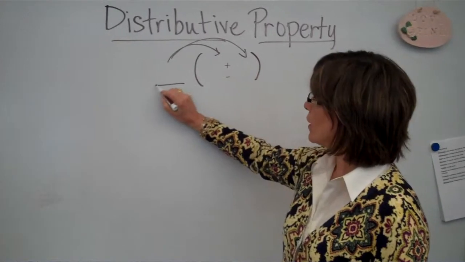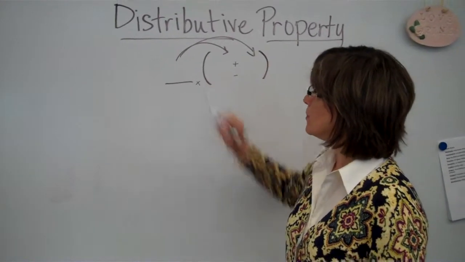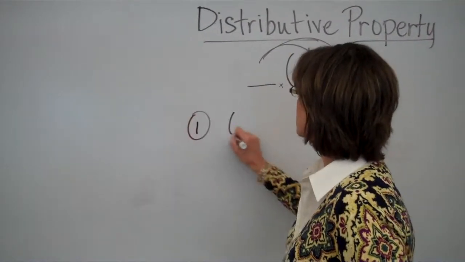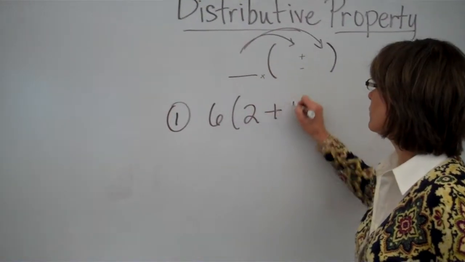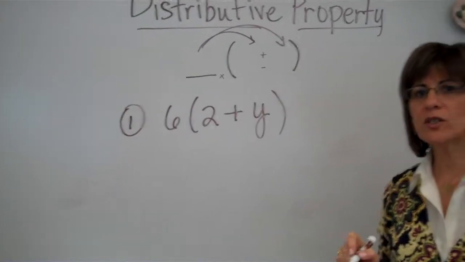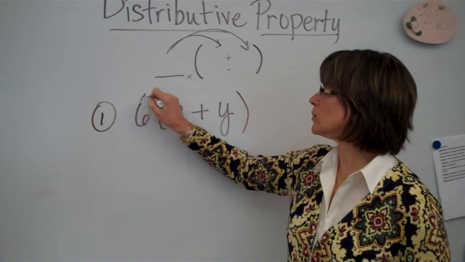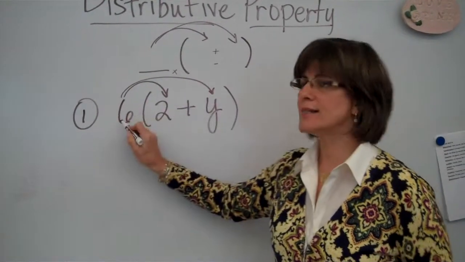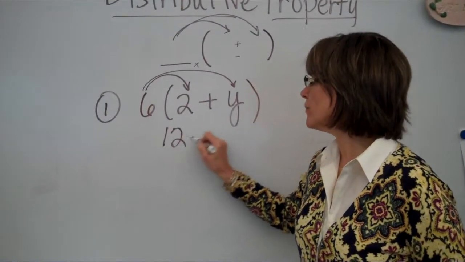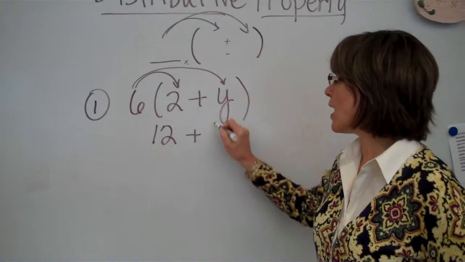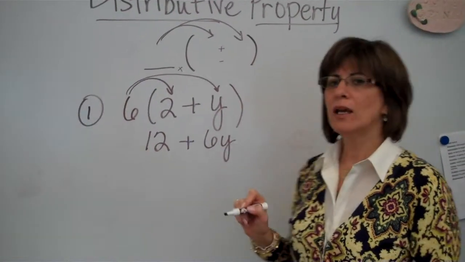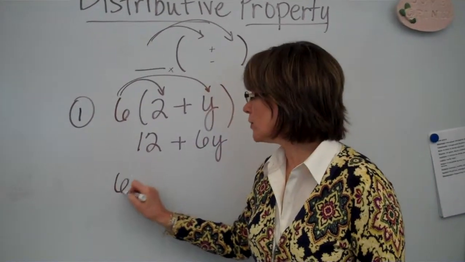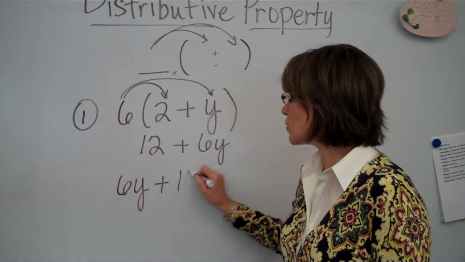And this, of course, when you have a number right next to a parenthesis, means multiplication. So I'm going to start with a very simple one, like this. And for this, you can see that now I'm going to multiply 6 by everything in these parentheses. 6 times 2 is 12. 6 times y is 6y. With algebra, we like to always put the letters first. So we're going to put 6y plus 12.